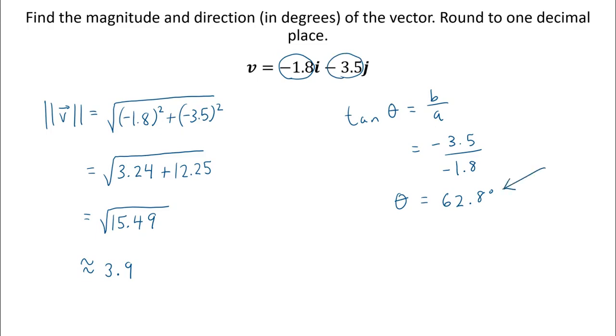Well, 62.8 degrees is a quadrant 1 angle. So let's just use that quadrant 1 angle as our reference angle to find a quadrant 3 angle. To find that quadrant 3 angle, we would add 62.8 degrees to 180 degrees. And that would give us, when rounded to one decimal place, 242.8 degrees. So the magnitude of this vector would be 3.9 units, and the theta would be 242.8 degrees.